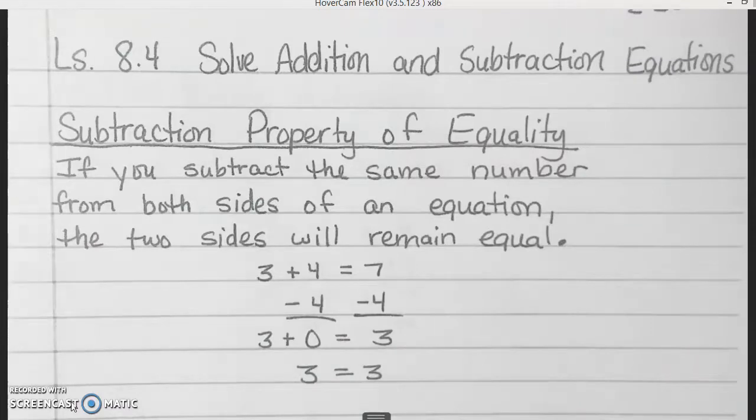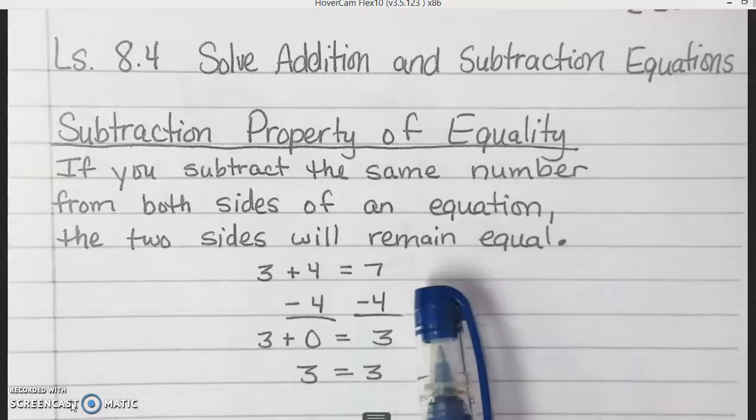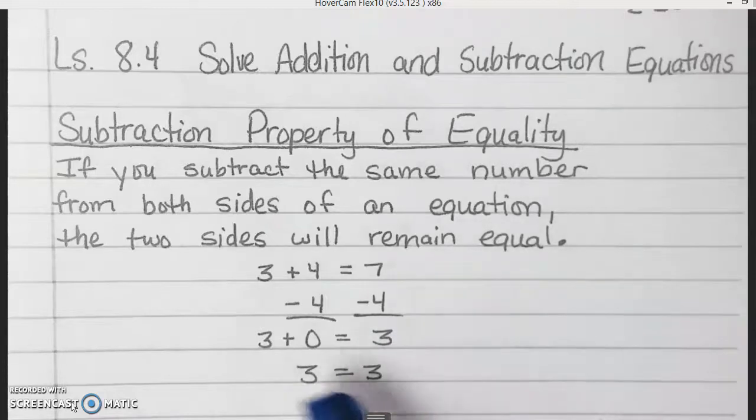So if I subtract 4 from one side, I have to do it to the other side to make the equation stay balanced. So right here we see that when I subtract 4 from this side, I end up with 3 plus 0, which is just 3. And if I subtract 4 from this side, I get 3. So I end up with 3 equals 3. So even though 3 plus 4 equals 7 is not the same values as 3 equals 3, they're still balanced. They're still equal. Okay? So whatever you subtract from one side, you have to do the same to the other side.